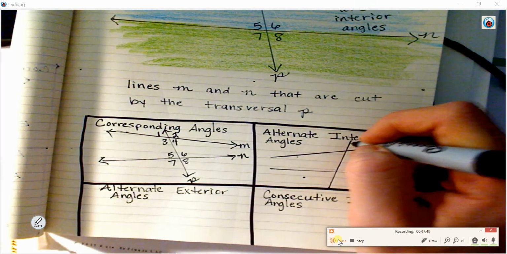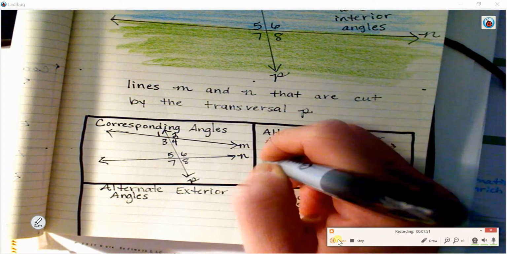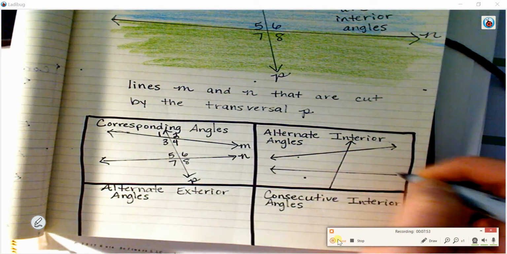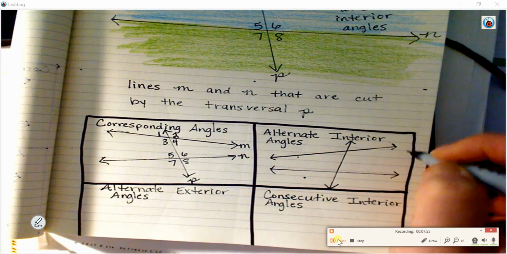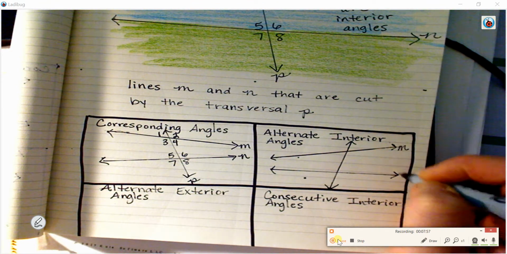I'm purposefully not making them look all the exact same to show you anytime you have any 2 lines that are cut by a transversal, you're going to have these relationships that we're going to talk about.